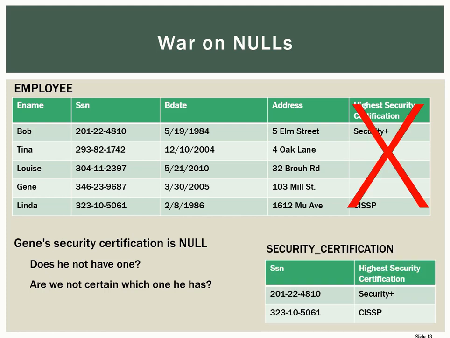So instead of having a column reserved for the security certification and having all those null values, what we could do is put it in its own table. And here's a table called the Security Certification Table. It lists the social security numbers of the employees along with their highest security certification. In this way, there are no nulls. There are no unknowns about Tina and Louise. They simply do not exist in a security certification table. And we're also not wasting space by reserving database space for fields that have no value.